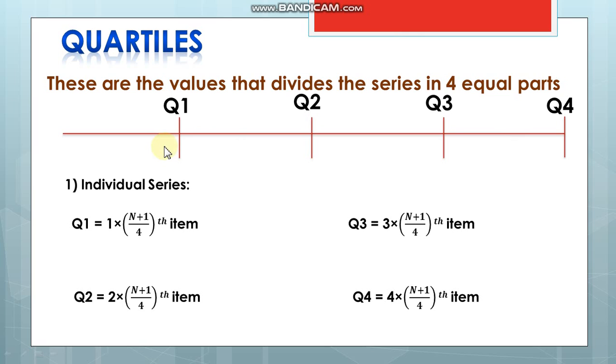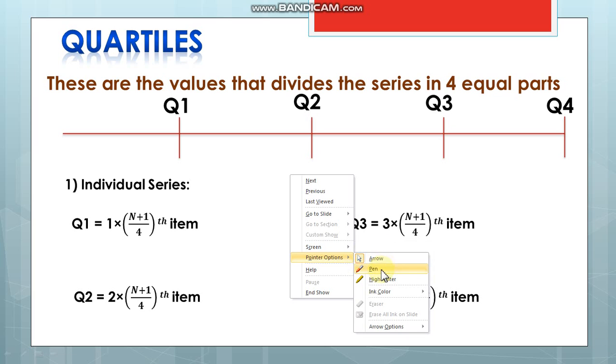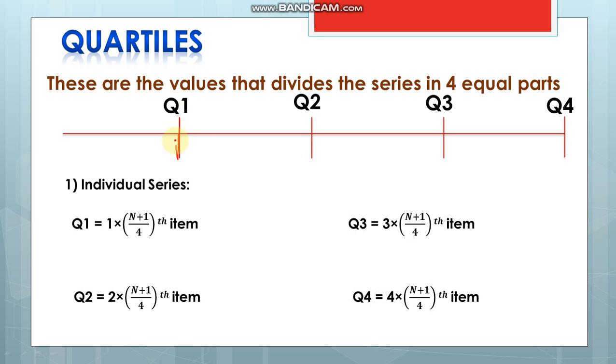Now we can have this calculation for three different things. First is for individual series. What is my quartile 1? See, this is my first quartile, and which one is my partition here? My partition is this one. This particular line is the partition, which is separating the first quartile and the second quartile. So Q1 is my first quartile partition value. Q2 is my second quartile partition value. Q3 is my third quartile partition value, and Q4 is my fourth quartile partition value.